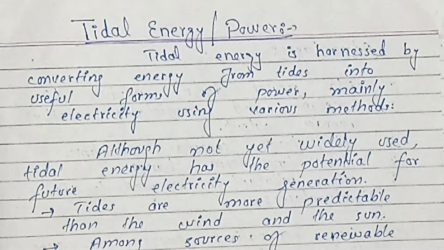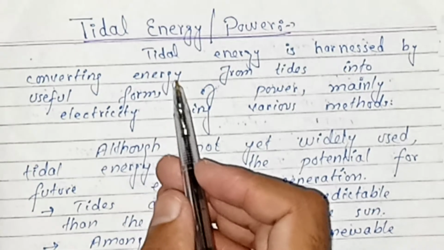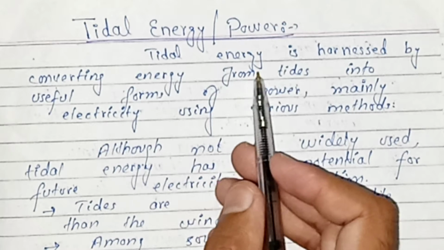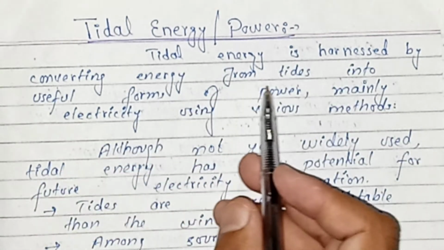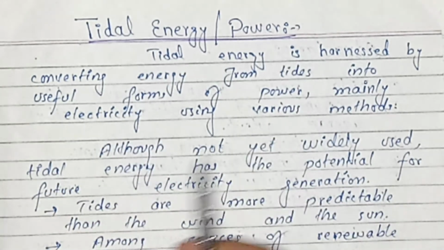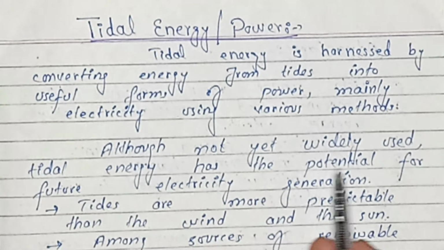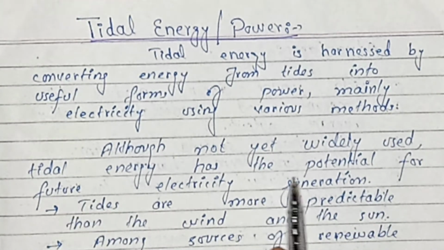So how does this work? What is tidal energy? Tidal energy is harnessed by converting energy from tides into a useful form of power, mainly electricity, using various methods. Although not yet widely used, tidal energy has the potential for future electricity generation. Tides are more predictable than the wind and the sun.